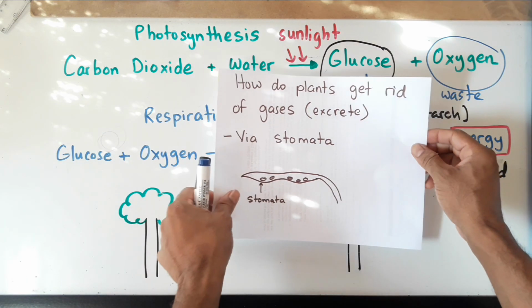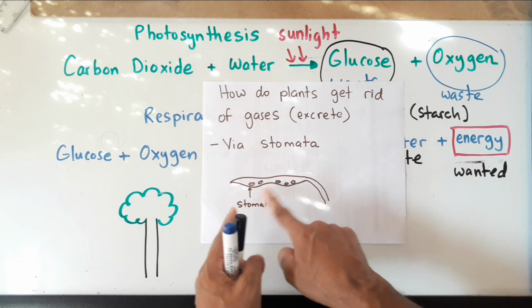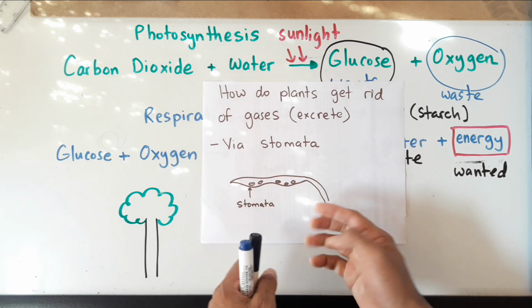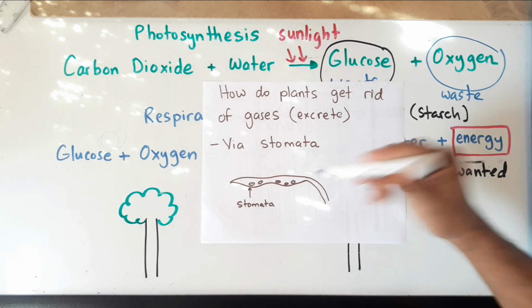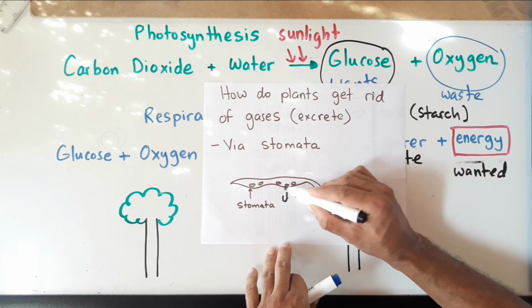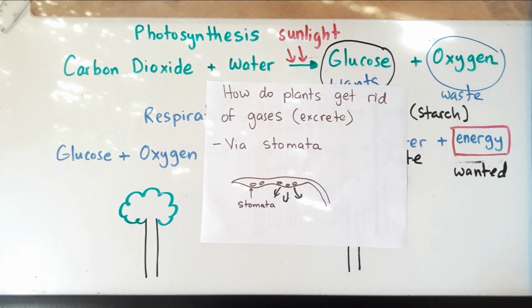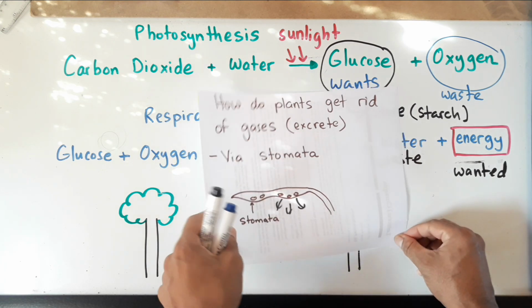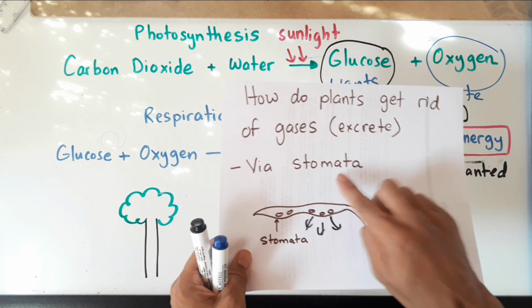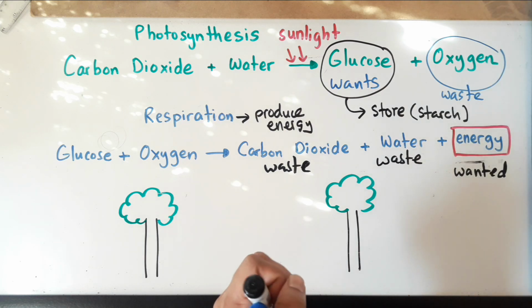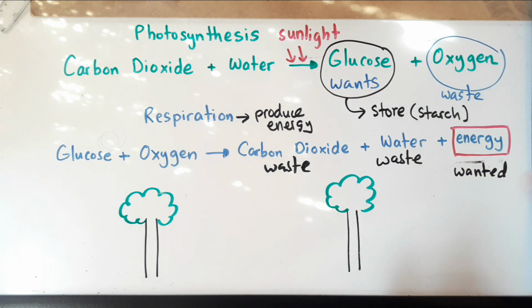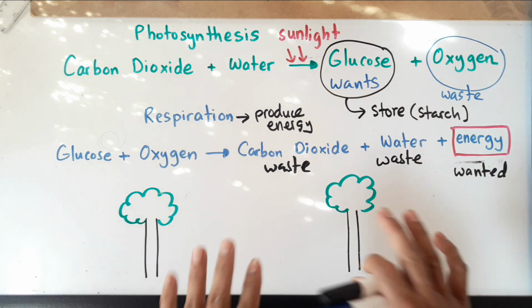vapor. Underneath the leaf, there are small holes called the stomata. So all the waste products go out of the stomata. So that's a very popular question for people who are preparing multiple choice questions. Okay, so that's how plants get rid of their waste gases, through the stomata. If you didn't know that, make sure to rewind the video and take a note of that. All right, so what do we have so far?